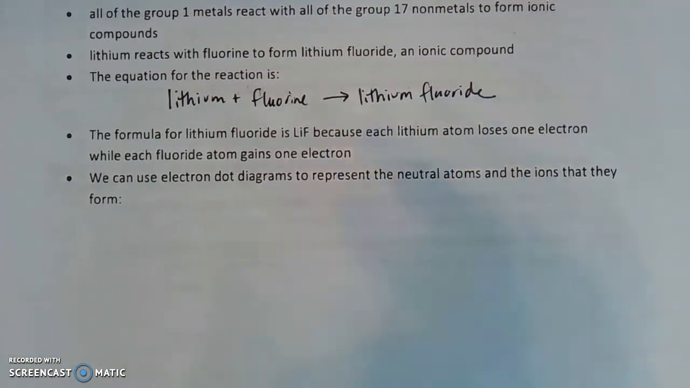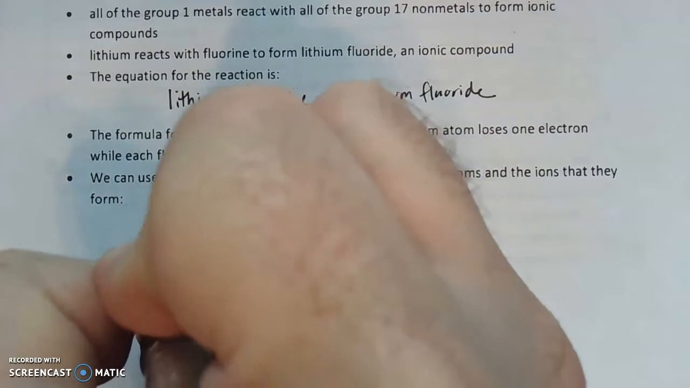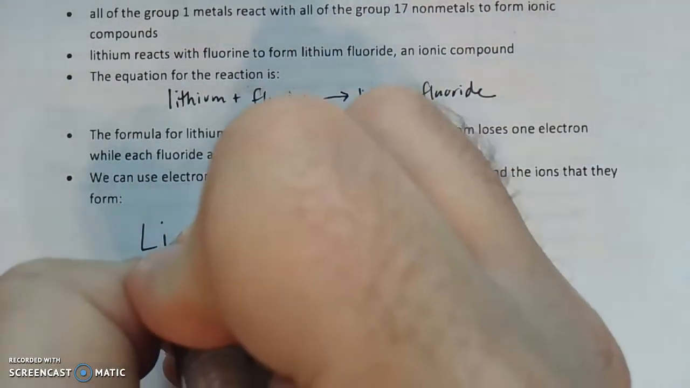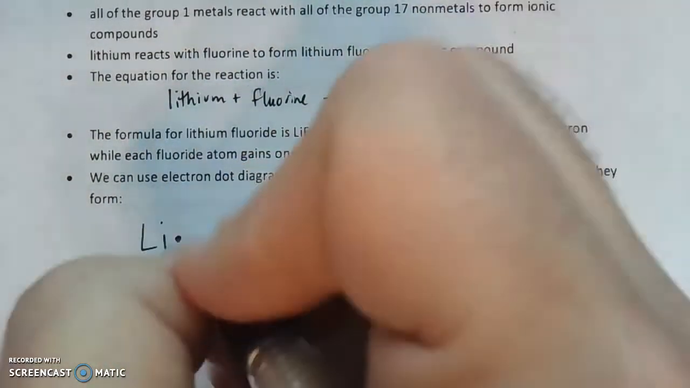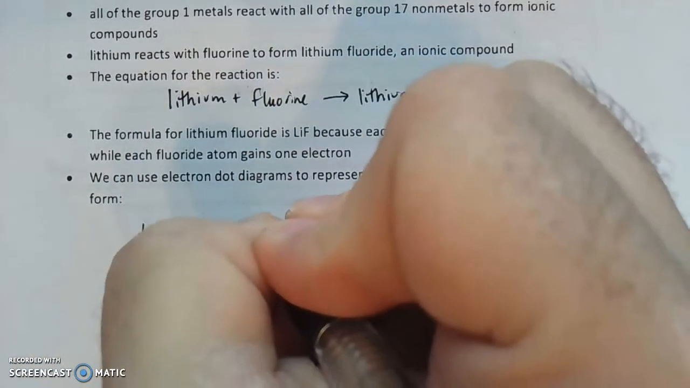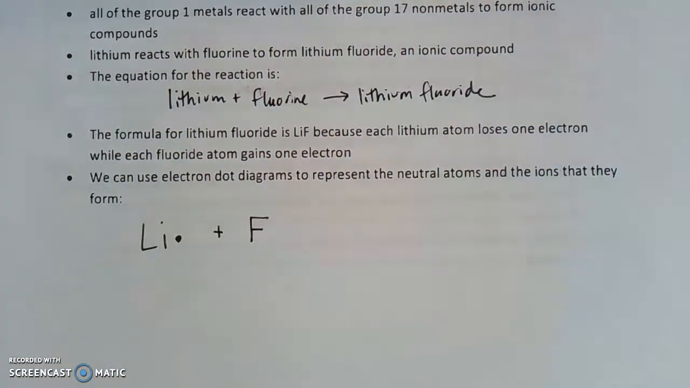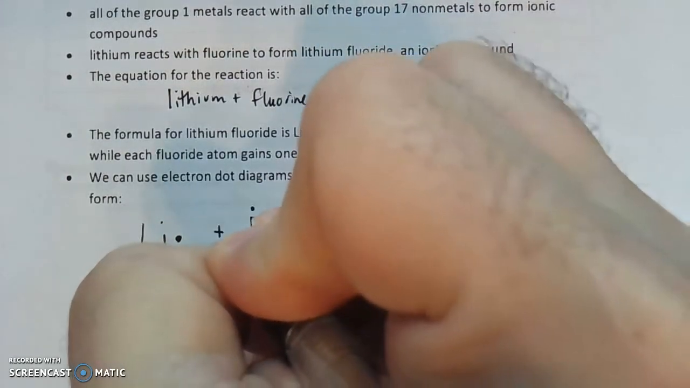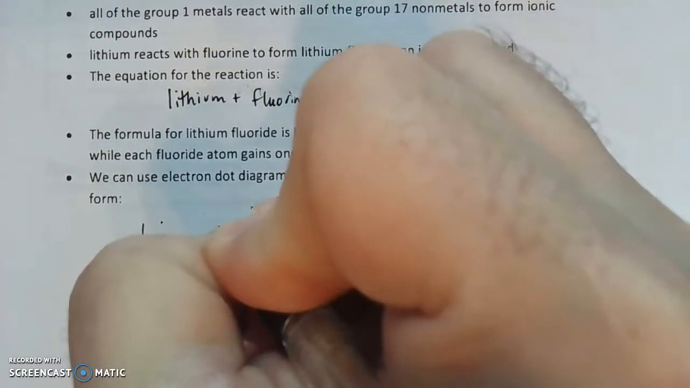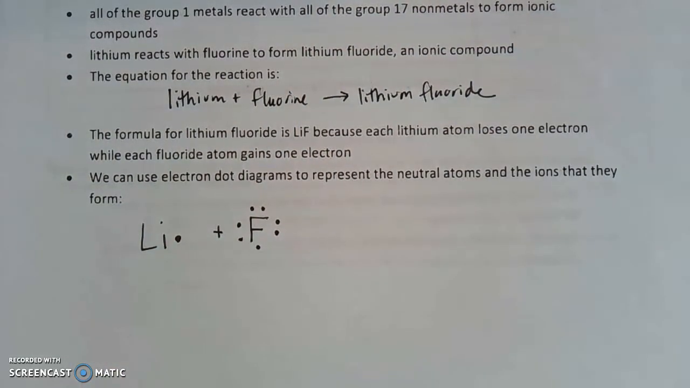So the way we're going to do this is we're going to draw lithium, and we're going to draw its dot diagram. Lithium is in group 1, so it has one dot. Fluorine is in group 17, and according to our periodic table, it has 7 valence electrons. So we're going to put 7 dots around fluorine, and that's what it should look like.